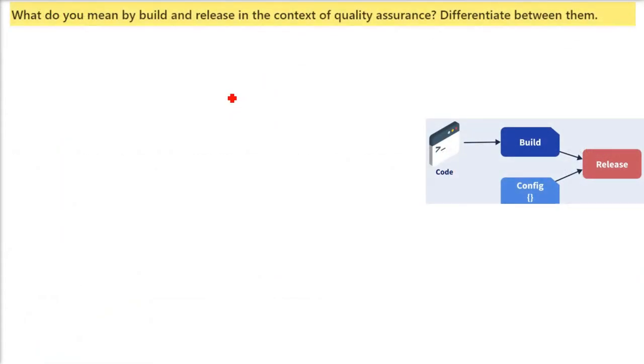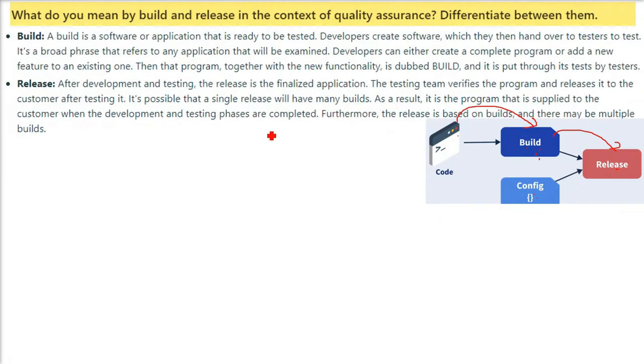What do you mean by build and release in the context of quality assurance? Differentiate between them. So code, you write a code. Then if you are using, say, Visual Studio or any kind of IDE, you build it. So this build you have made, it has not been tested. And then you release this. When you release it, that means it has been tested and now you release it.